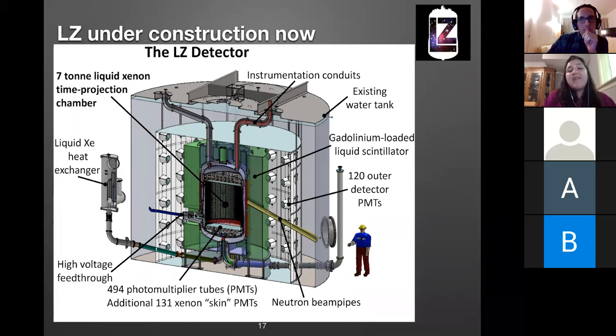We have to bring high voltage in, and we have special tubes to allow us to shoot neutrons and gamma rays down horizontally to calibrate our detector. So this is what our detector looks like. And our main signals are based on 494 photomultiplier tubes split between the top and the bottom, as my intro slide showed.